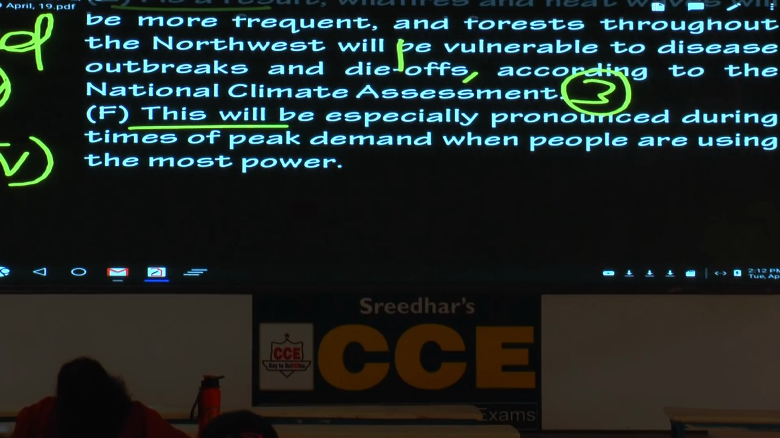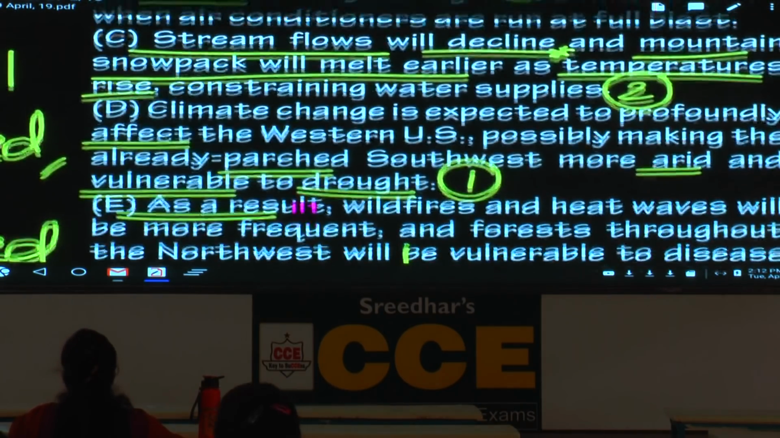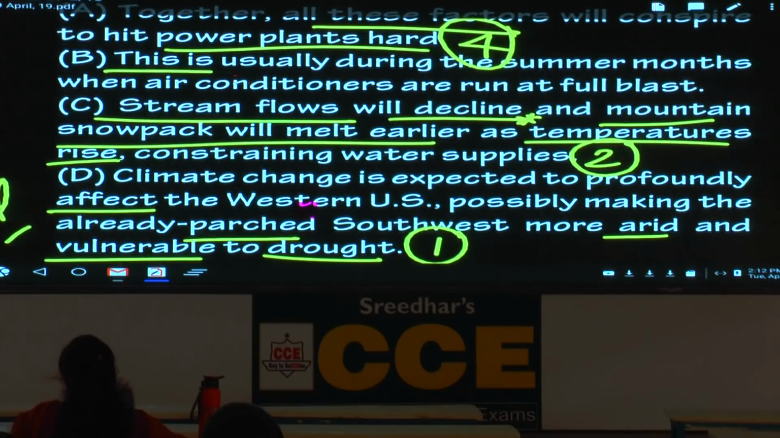This will be especially pronounced during times of peak demand when people are using the most power. Again, it is common sense. When do you use a lot of power? ACs and when? Summer. Where do you find the word summer? Do you find anywhere? This is usually during the summer months when air conditioners are run at full blast. That is the last sentence.